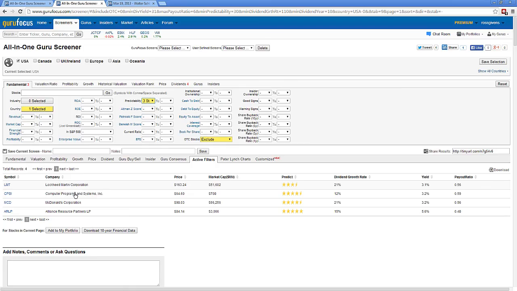We're looking at Lockheed Martin, CPSI. My brother actually works for them. McDonald's, Alliance Resource, etc. Richard, can you keep a cash position portfolio? Yeah, absolutely, Richard. I mean, you're just going to have to track it hypothetically, right? So if you're giving yourself a certain amount, or you can do like a money market ticker, something like that as well.